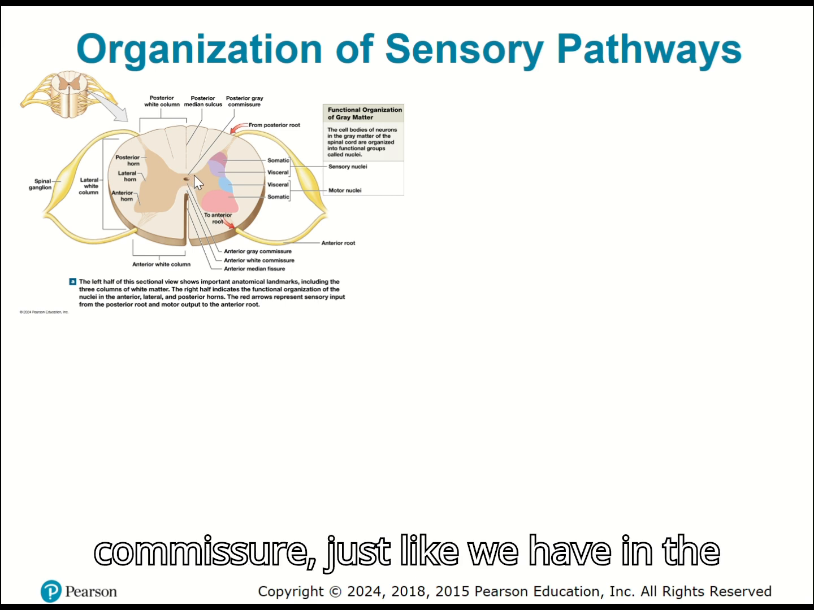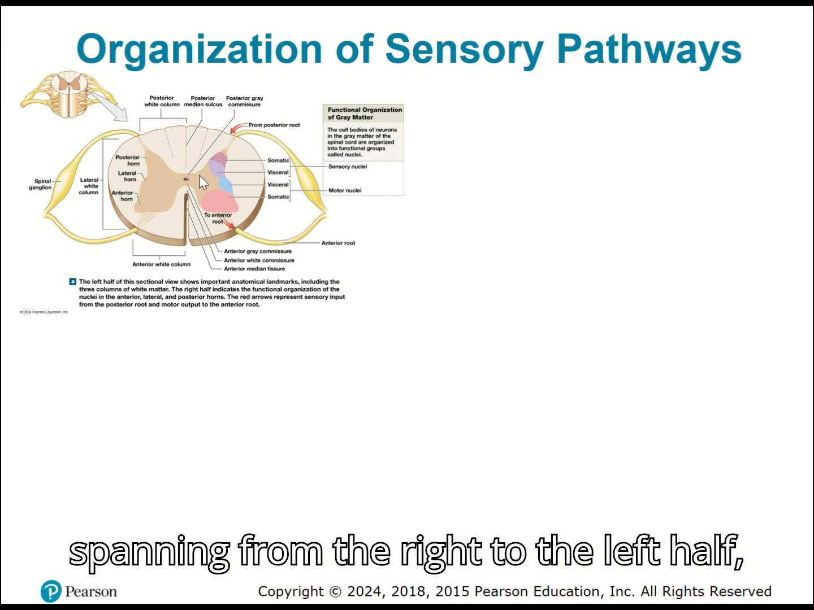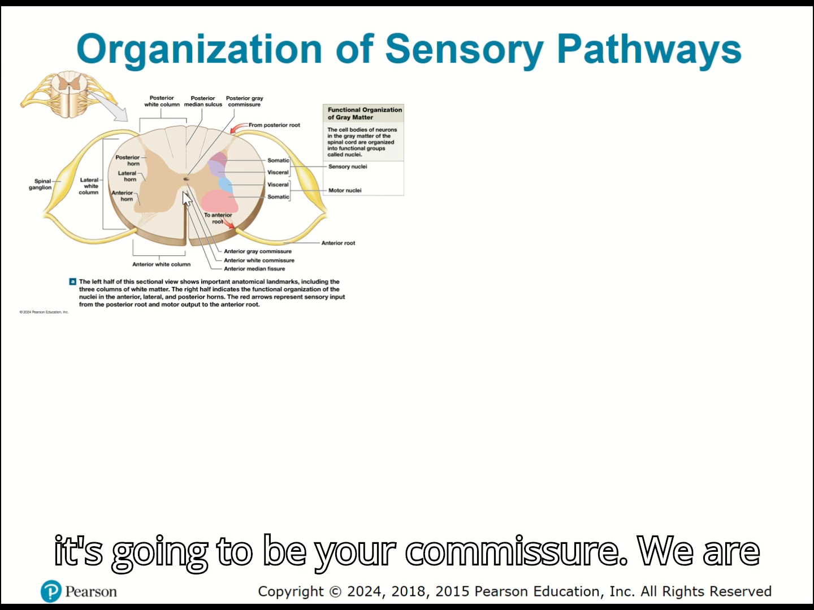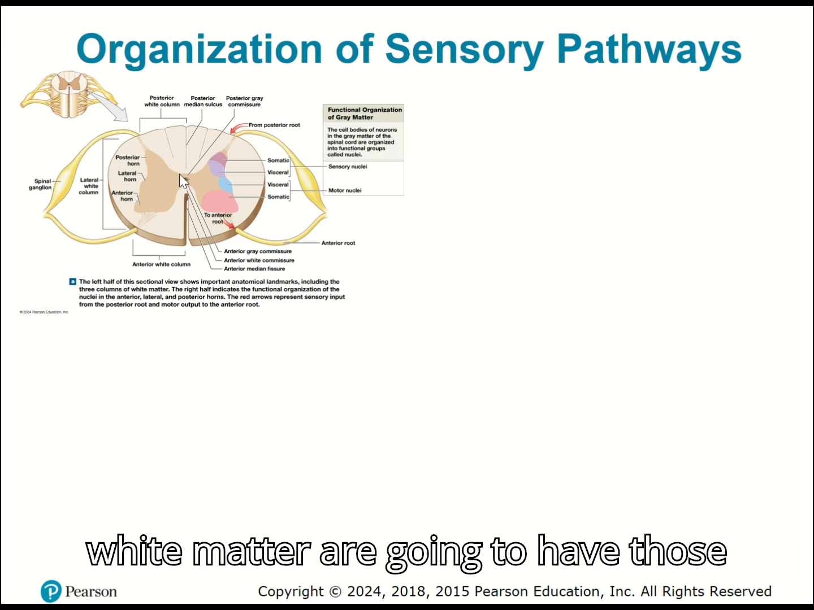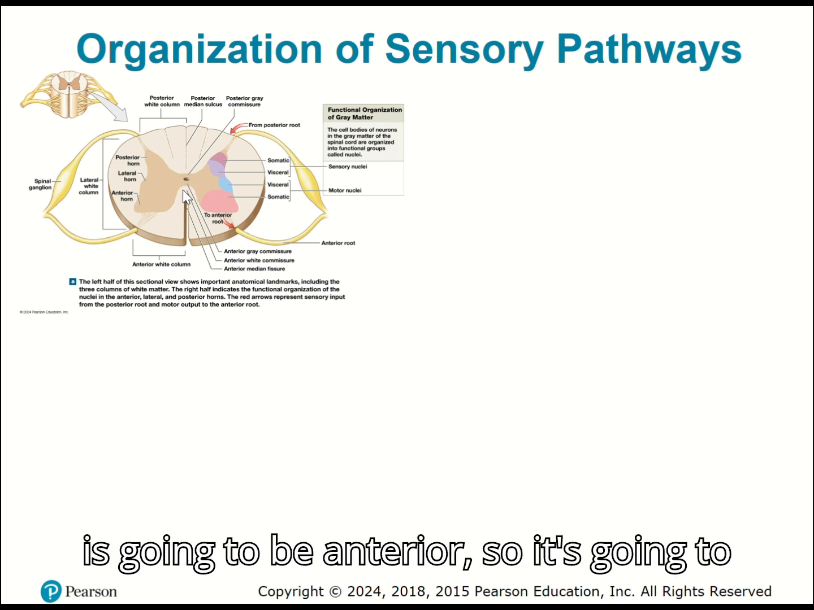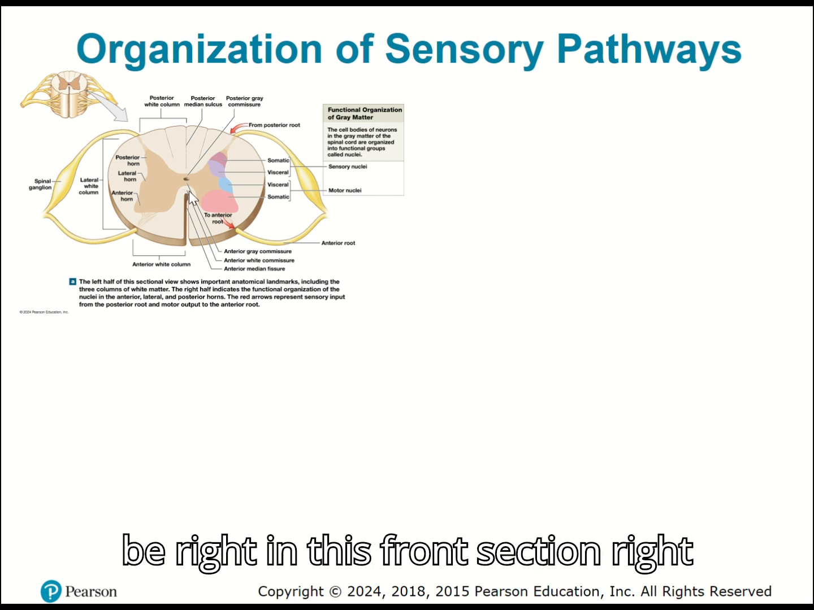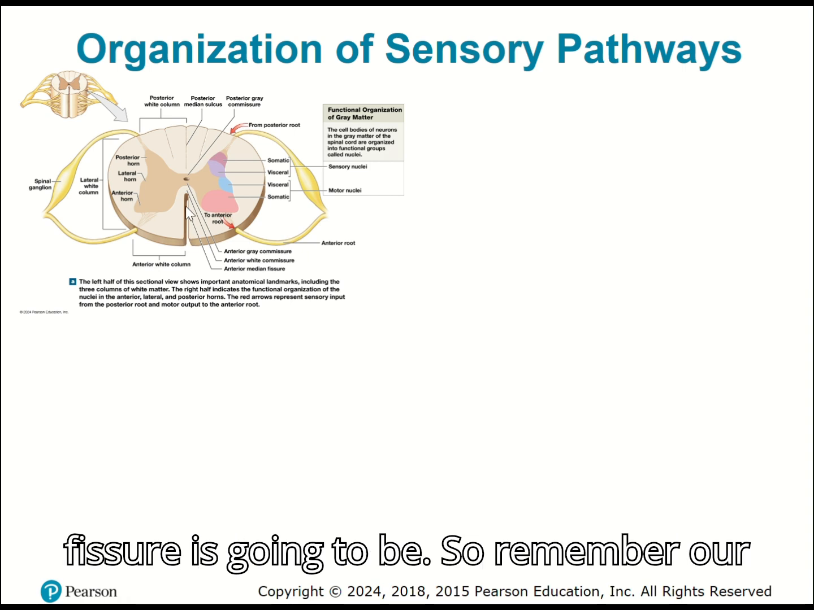We refer to that as the commissure, just like we have in the brain when you have the two parts spanning from the right to the left half, it's going to be your commissure. We are also going to have a commissure for the white matter. So both the gray and the white matter are going to have those commissures. The white matter commissure is going to be anterior, so it's going to be right in this front section right here, right where the anterior median fissure is going to be.